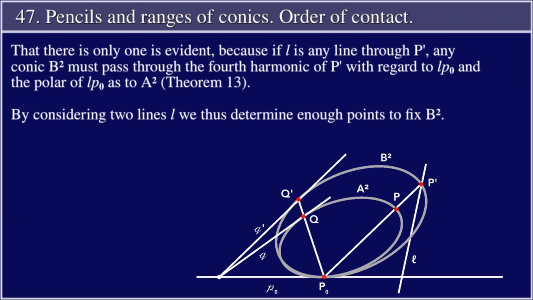That there is only one is evident because if L is any line through P', any conic B squared must pass through the fourth harmonic of P' with regard to L p0, and the polar of L p0 as to A squared, Theorem 13. By considering two lines L, we thus determine enough points to fix B squared.